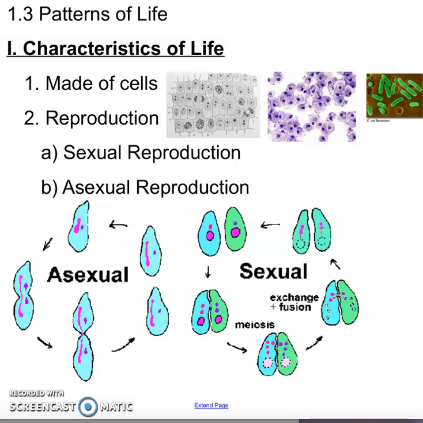If an organism is classified as a living thing, that's what organisms are, living things, they have to possess all of these characteristics in order to be considered alive. The first characteristic is that it is made up of cells, whether multicellular, like plant cells and animal cells, or unicellular, like here, single-celled E. coli bacterium.